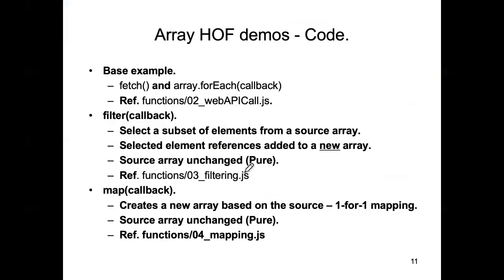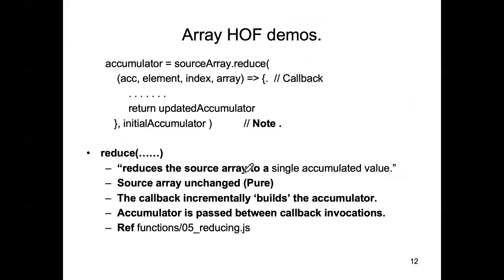So map is also a higher order function. The third and final one that I want to look at is called reduce. This is quite different now from the other two at a number of levels. The first thing is, it's a higher order function because it takes a callback as an argument, but it has a second argument as well. The purpose of this reduce function is to take your source array and compute an accumulator value by going through each element in the source array.